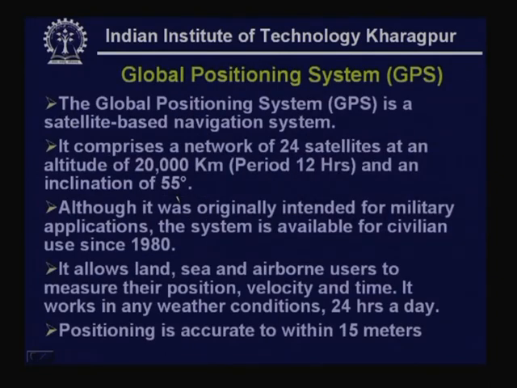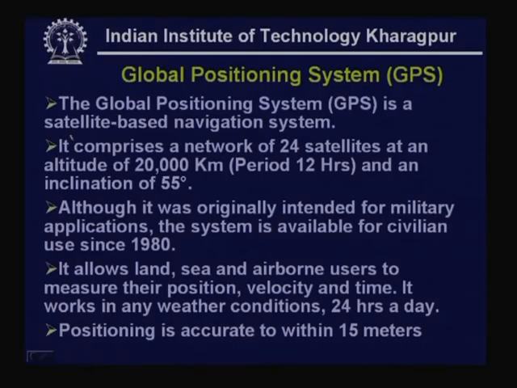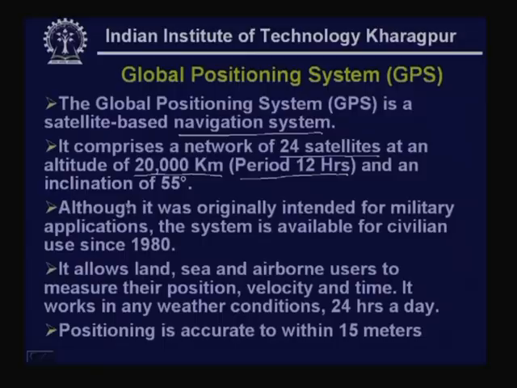And as I mentioned, global positioning system or GPS is possibly one of the very popular satellite systems used nowadays, and this has been developed for satellite based navigation system, and this comprises a network of 24 satellites at an altitude of 20,000 kilometer with a period of about 12 hours. That means twice in a day a particular satellite is visible from a particular location, and it has the inclination of 55 degree.